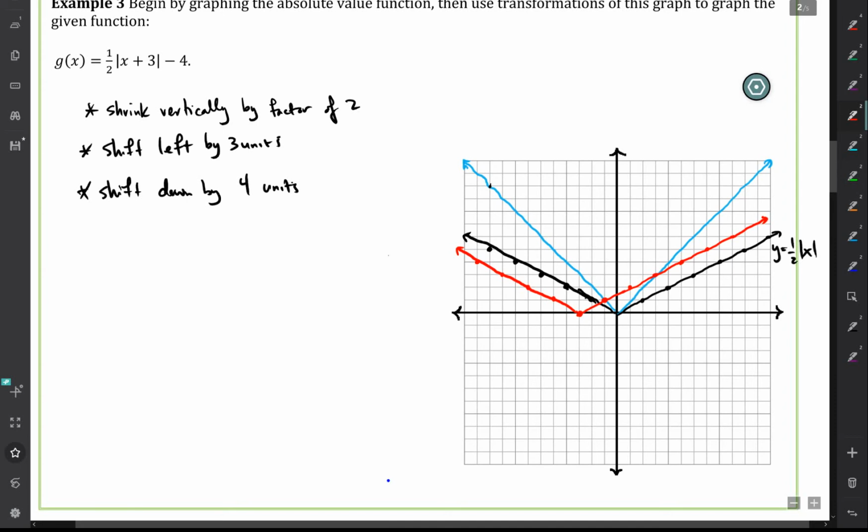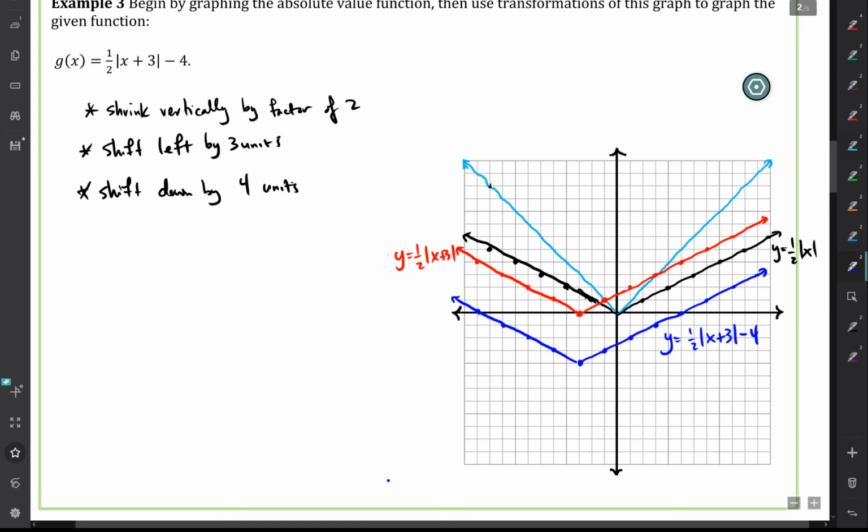Okay, so this red graph is y equals 1/2 the absolute value of x plus 3. And finally, we need to shift that down 4 units. So now we go down 1, 2, 3, 4 units. So this final blue graph is y equals 1/2 the absolute value of x plus 3 minus 4.